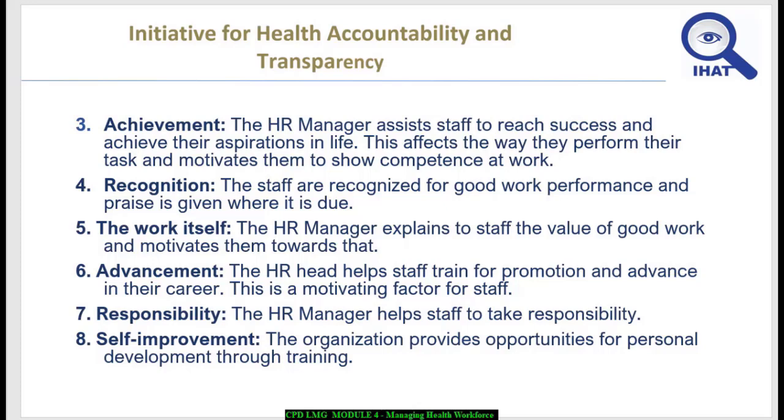There is the issue of responsibility. The HR manager helps staff to take responsibility. On self-improvement, the organization provides opportunities for personnel development through training, through coaching, and through mentoring.